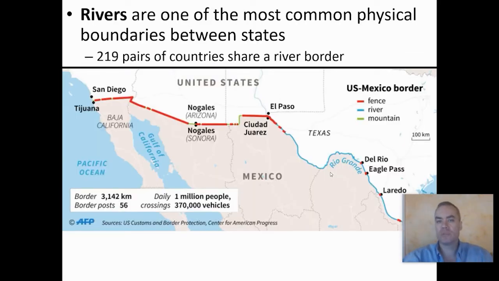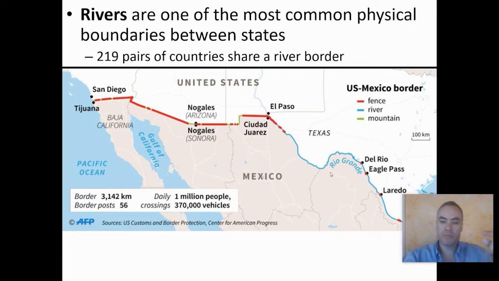Rivers are also one of the most common borders between countries or states. There's 219 pairs of countries in the world which have a river border, including the United States and Mexico. That's the most cross border in the world. You can see the whole eastern side of the U.S. border with Mexico is a river. It's the Rio Grande. Millions of people try to cross that river every year. It's very difficult to monitor.